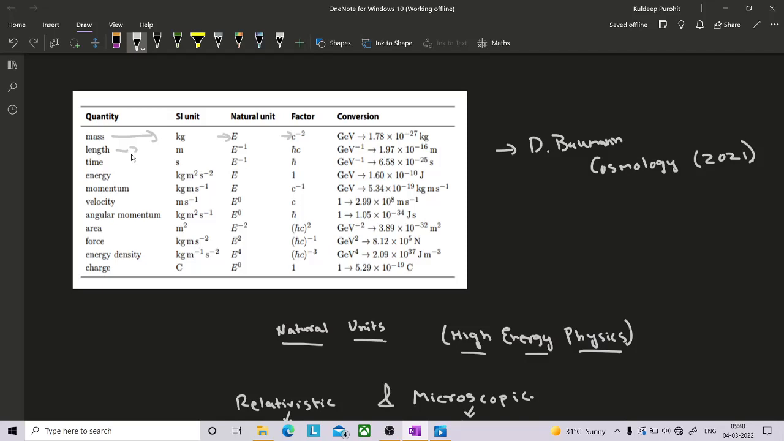The dimension of length is energy inverse. The dimension of time is also energy inverse. The dimension of energy is energy. Momentum also has the dimensions of energy in natural units. So you can see that in natural units, you can write all the units in terms of energy. That is the important thing which we have to understand. So this was about natural units.